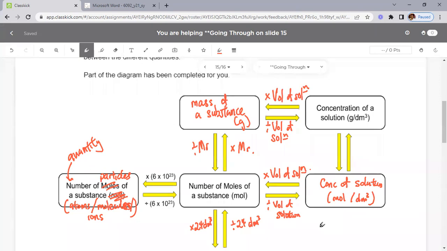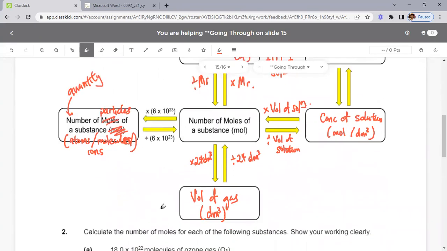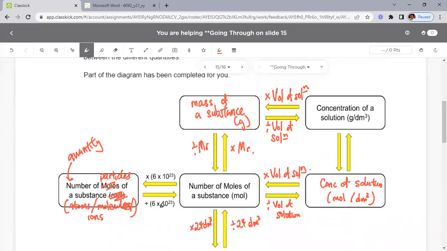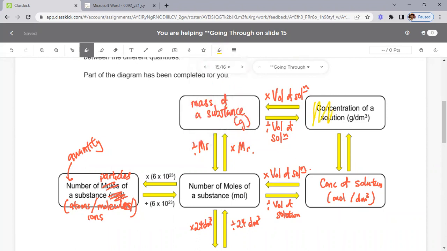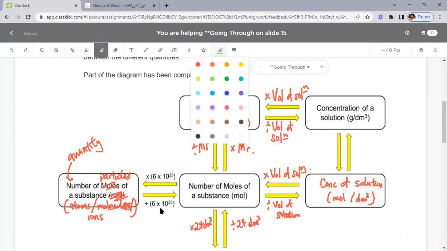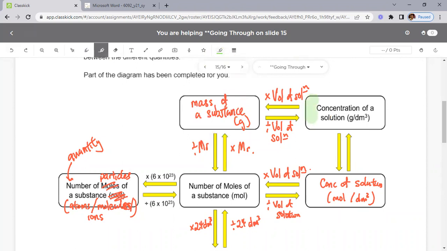Okay, so this is what we have so far that I have taught you, based on all the triangles that we have drawn. The only one that we haven't really gone through is the last two, these two boxes here. How to convert between these two?